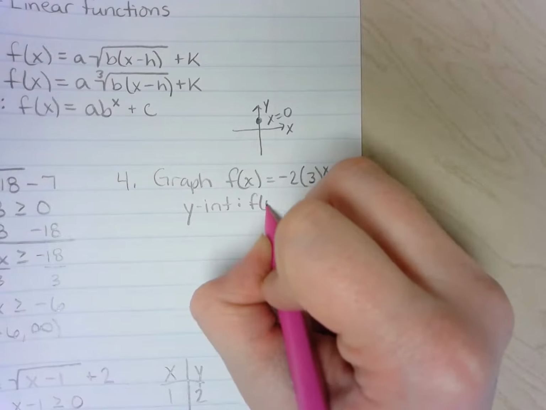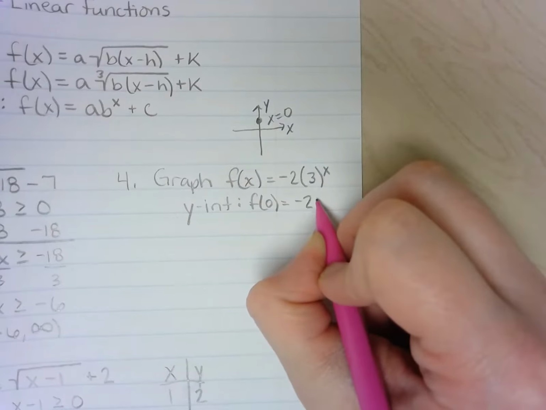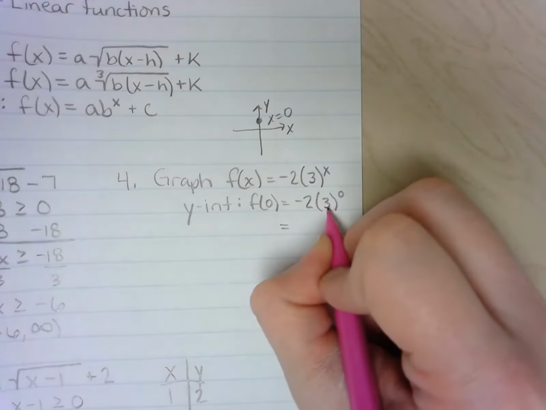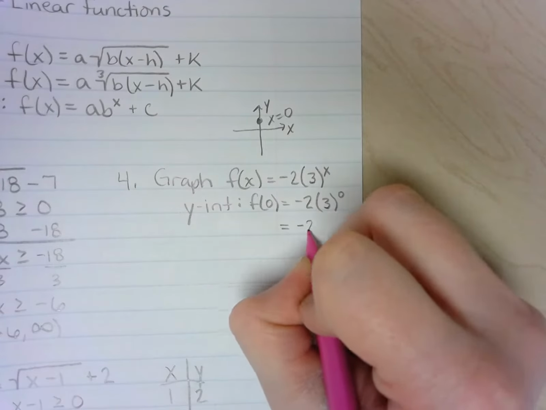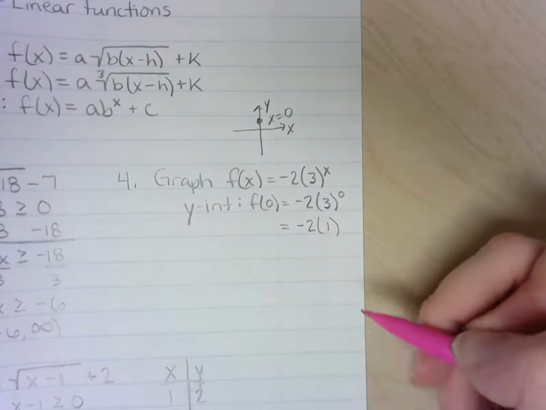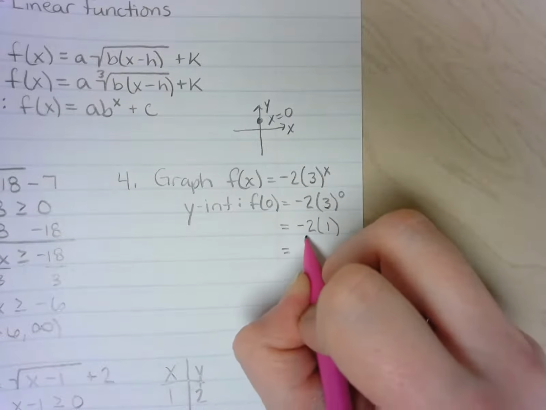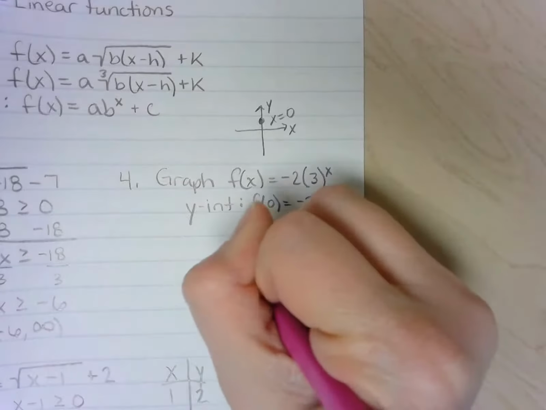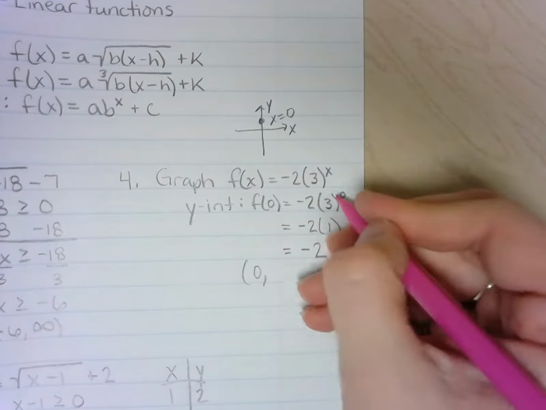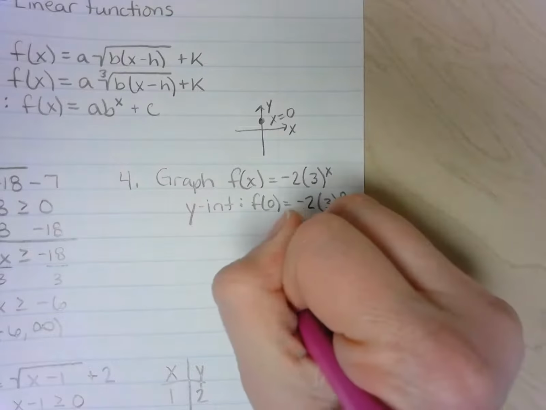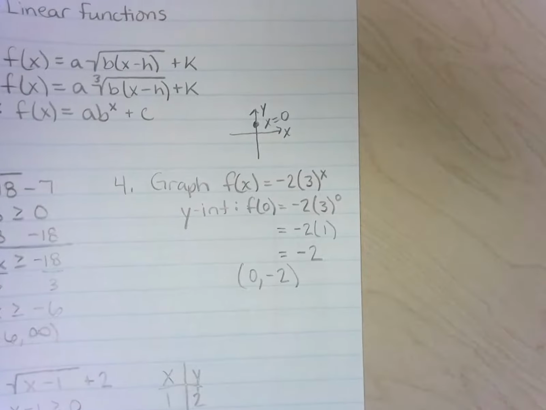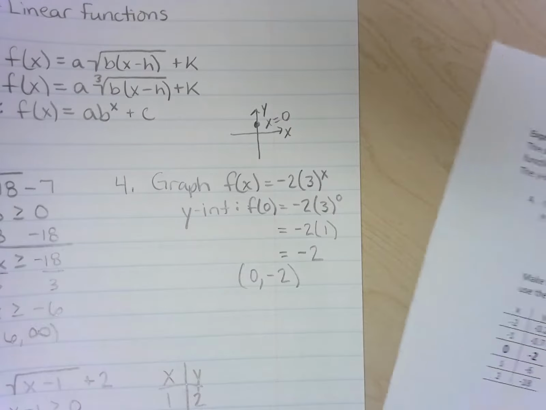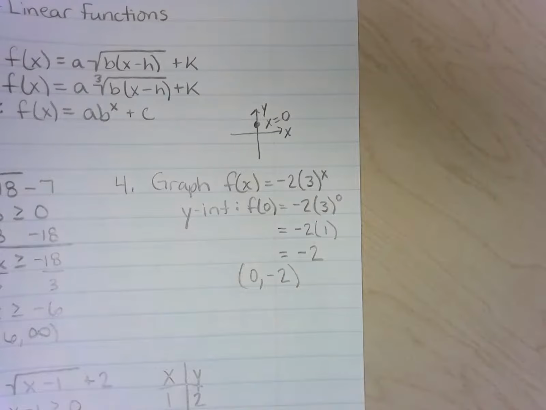So we have f of 0. We're going to do -2 times 3 to the 0 power. Well, let's do exponents first. 3 to the 0 power, that is 1, using our exponent properties. Anything to the 0 power is 1. And then multiply, so we get -2. So for our y-intercept, our x number is 0. That's what we plugged in. And we found that our y number was -2. So that's going to be our beginning or starting point for our graph for an exponential, is finding that y-intercept.